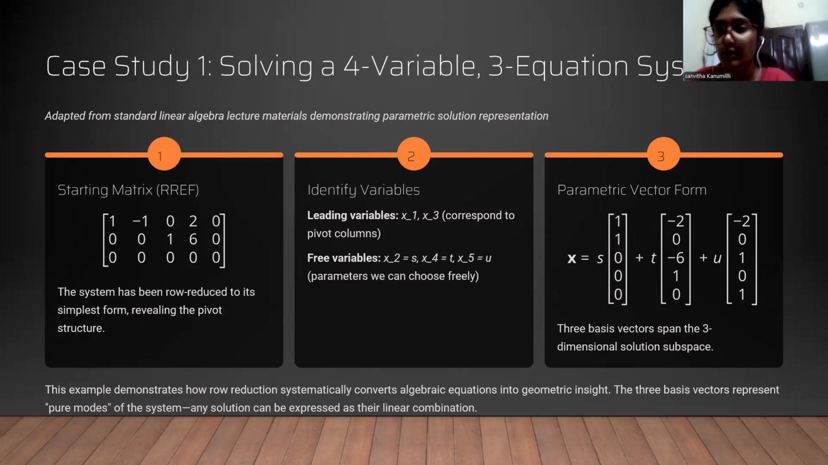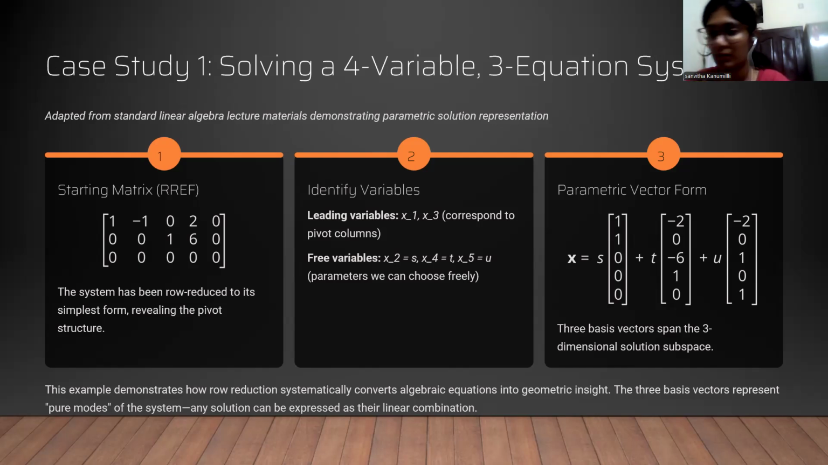Now we have to identify the variables. The leading variables, x1 and x3, correspond to pivot columns. The free variables are x2 = s, x4 = t, and x5 = u. These are the parameters that we can choose freely.